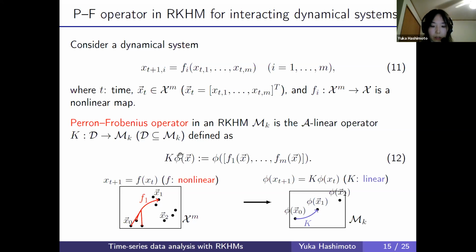So it has more information than a complex valued function. And then, like the case of RKHS, the nonlinear relationship between x_t and x_{t+1} is transformed into a linear relationship in RKHM. And the linear operator describing this linear relationship in RKHM is called a Perron-Frobenius operator.